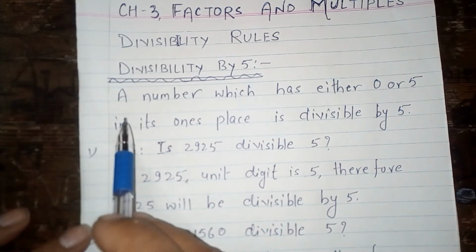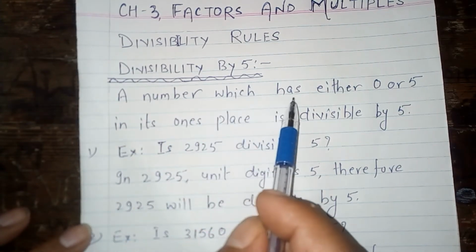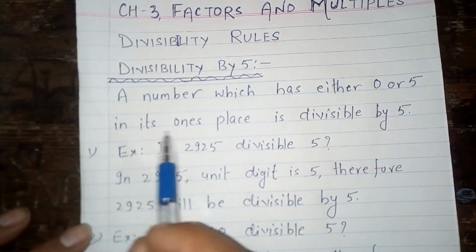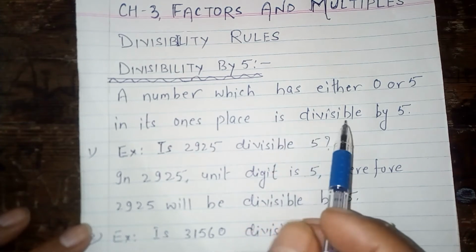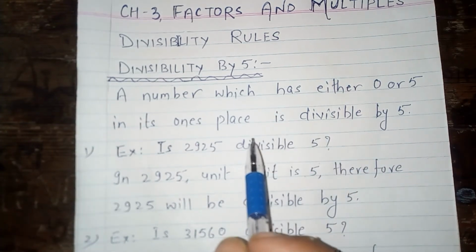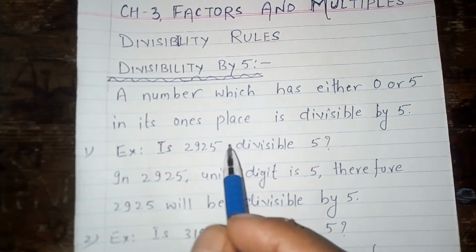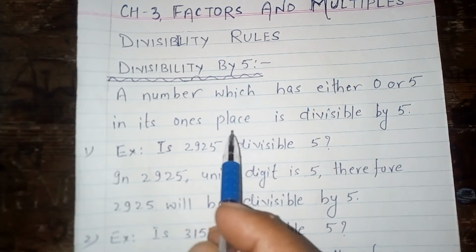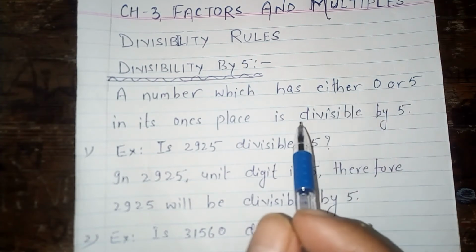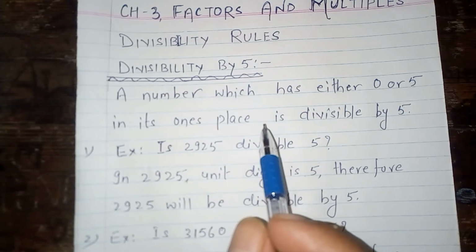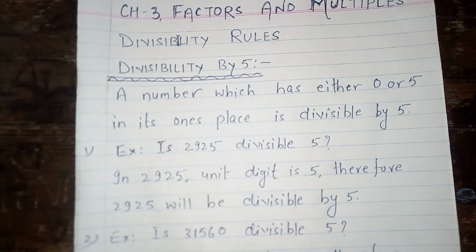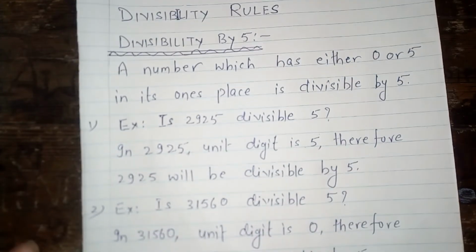The meaning is, under which condition is any number divisible by 5. The rule is a number which has either 0 or 5 in its ones place is divisible by 5. The meaning is if the unit digit of any number is 0 or 5, then that number will be divisible by 5. Now let us discuss some examples.